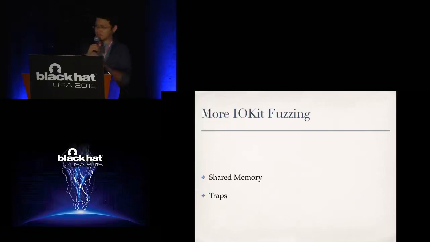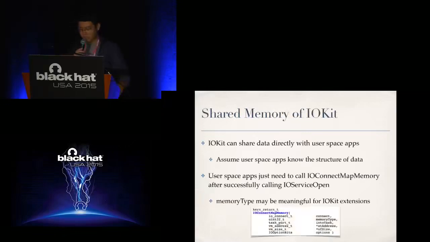So besides improving the fuzzing by calling a low-level function, we still introduce some new parts to fuzz for IOKit. This is shared memory and IOKit traps. So we look at shared memory first.